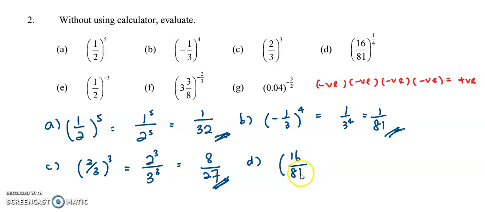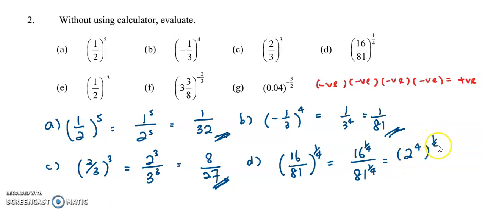Alright, and then look at question D. 16 over 81 power of 1 over 4. Meaning that now you have 16 power of 1 over 4 over 81 power of 1 over 4. And 16 is a very common number that you can change into an index number, which is 2 power of 4.